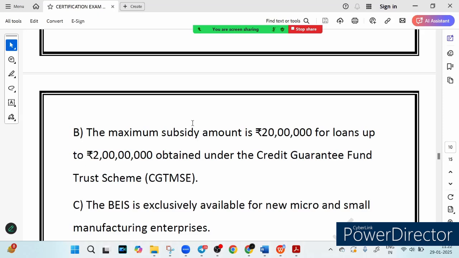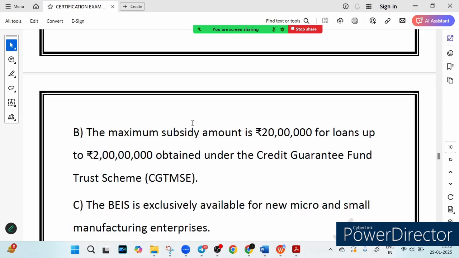And the loan must also be obtained through the CGTMSE, right? For example, suppose if a business takes a loan of 1 crore under the CGTMSE, they could get 5 lakh subsidy, 5%, right? For larger loans, they could get up to 20 lakh as a maximum subsidy.